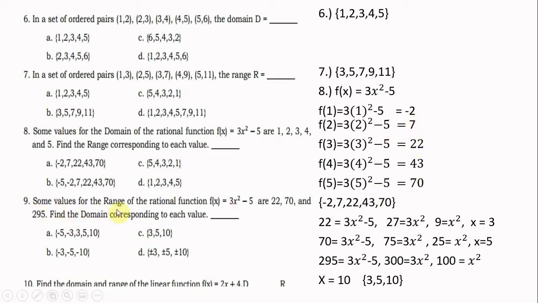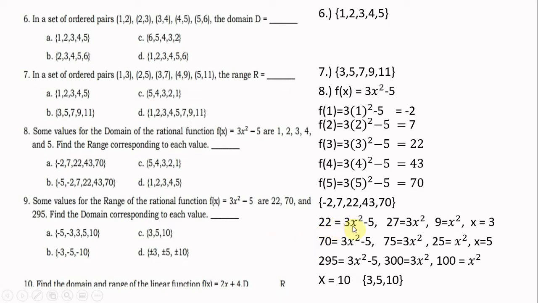Next, number 9: some values for the range of the rational function f of x equals 3x squared minus 5 are 22, 70, and 295. So these are the range. Find the domain corresponding to its value. So all you have to do is substitute f of x by these values. So f of x will be substituted by 22, 70, and 295 and find the domain.